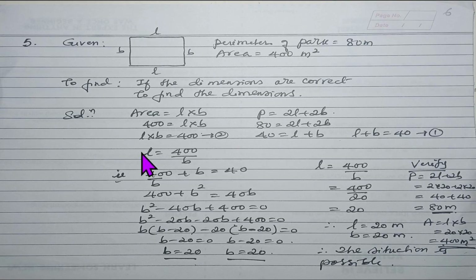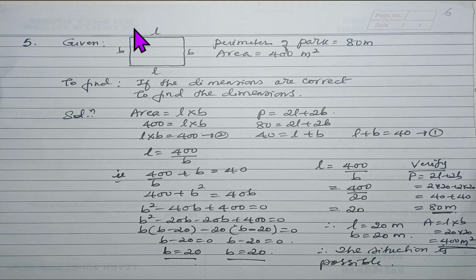Now coming to the next example, we have been given a rectangle. The perimeter of the rectangle is 80 meters. Now the area of the rectangle is 400 meters square. Now we have to verify if the dimensions are correct and also find the dimensions. So let us try to understand this.